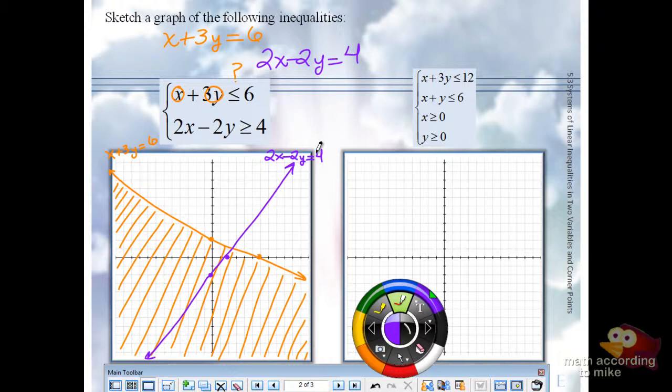We can pick 0, 0 again. If we put in 0 for x, 0 for y, is this true or false? False. 0, 0 is above the purple line. 0, 0 made it false, which means all points above will make it false, which means all points below will make it true. So we're going to shade below. You always shade the true side.